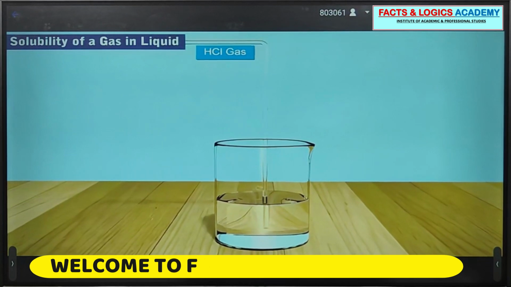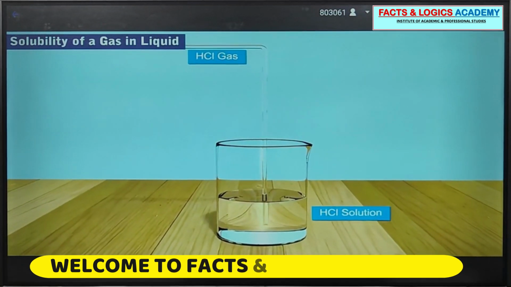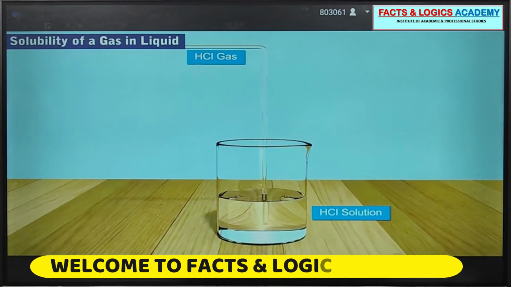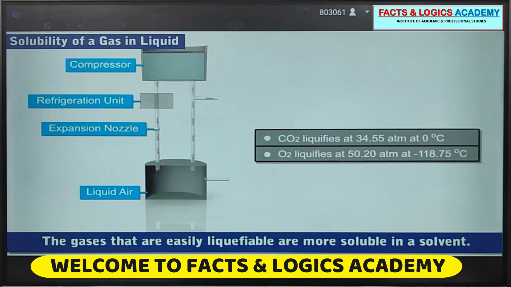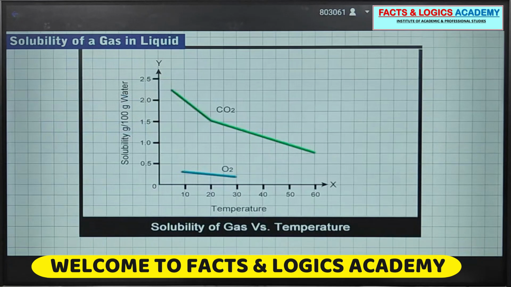We know that gases dissolve in liquids to form solutions. Generally, gases that are easily liquefiable are more soluble in a solvent. For example, carbon dioxide is more soluble in water than oxygen at a given temperature.